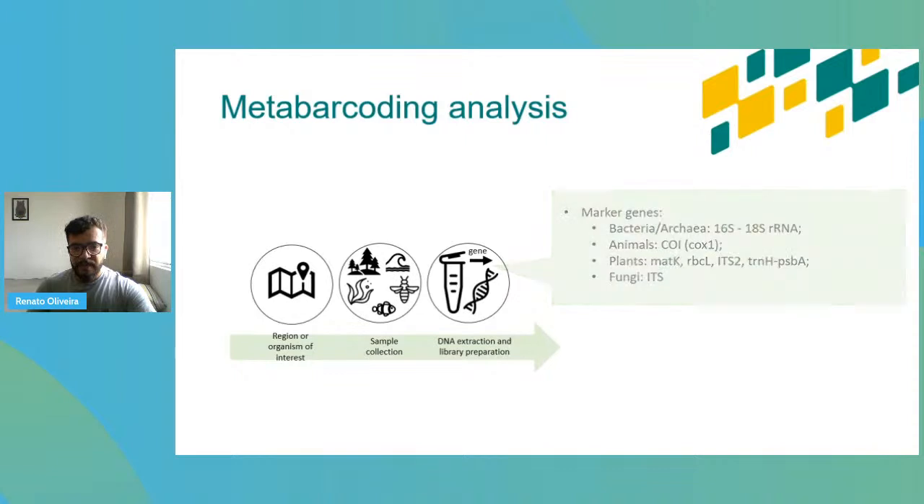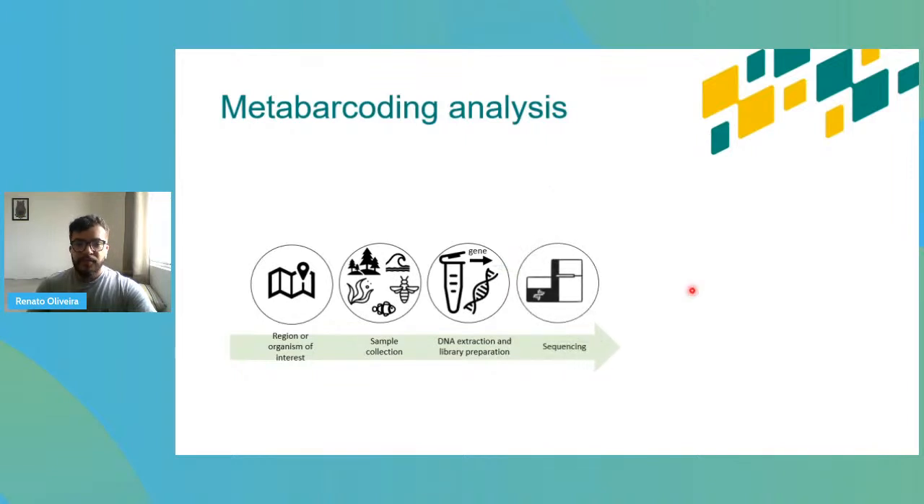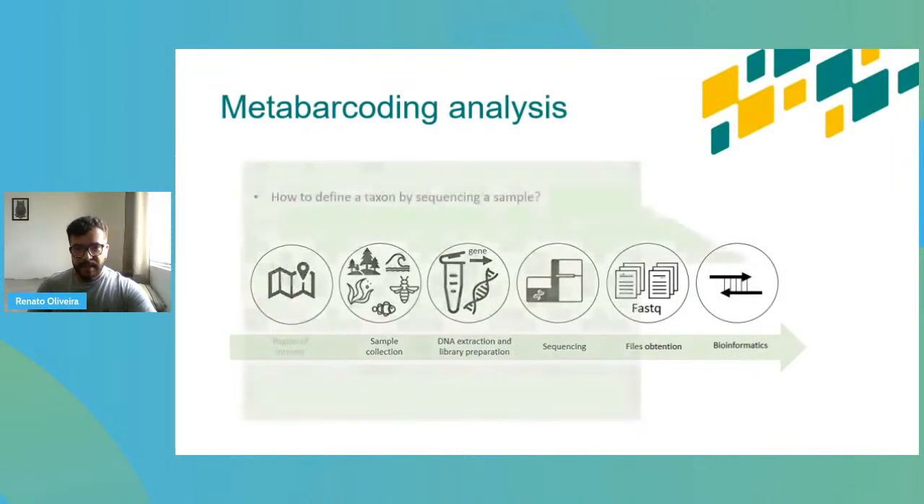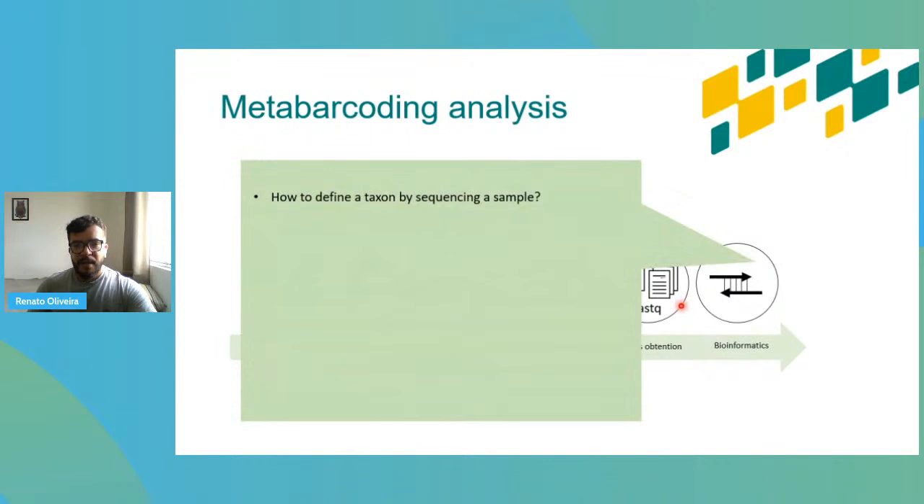Once we have this genetic material, we can perform sequencing. We can use platforms like Illumina, PacBio, MinION, IonTorrent. This sequencing will generate FASTQ files, which are text files with the genetic information that we need to perform the bioinformatic analysis. With this bioinformatic analysis, we can find the taxa that are present in a given sample.